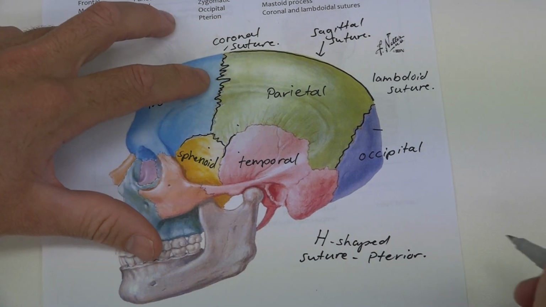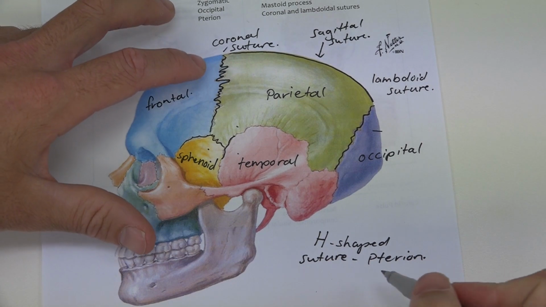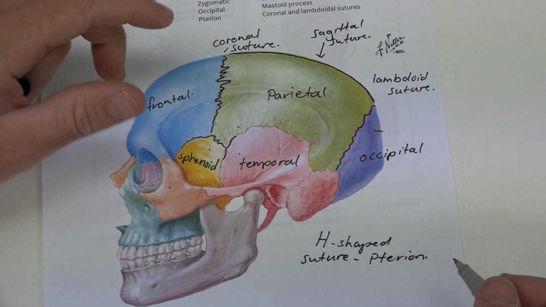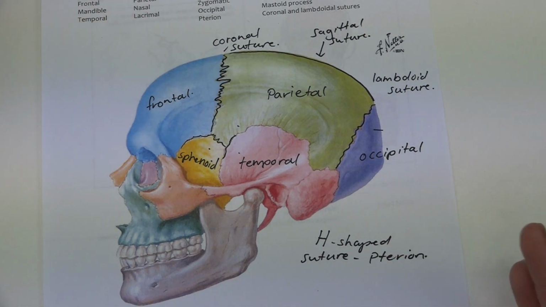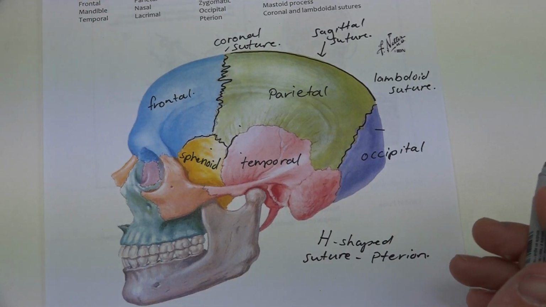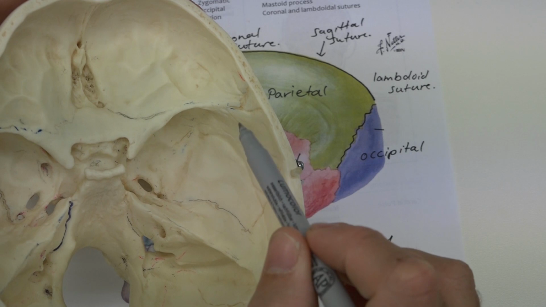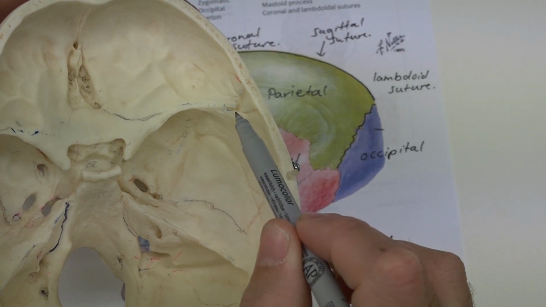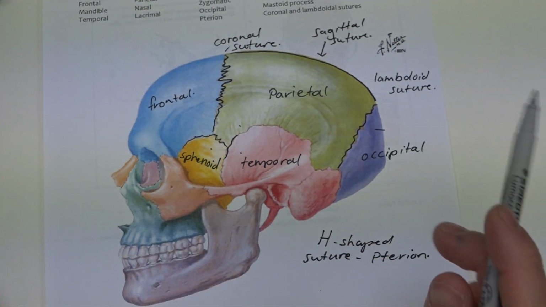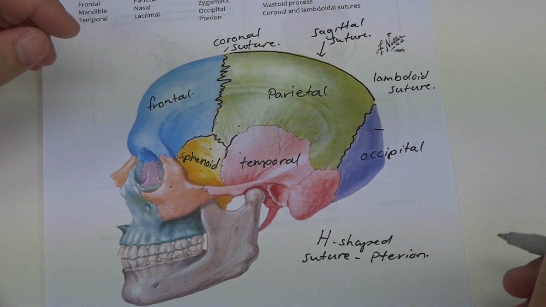Now the word pterion, P-T-E-R-I-O-N, comes from a word which means wing. So if you've heard of pterodactyl before, that's a winged dinosaur. So pterion is the wing. And we said before that on the inside here, we've got the wing of the sphenoid, and you can see just up here where that joins on the inside relates to the part on the outside. So the pterion is the junction between the sphenoid wing and then the other bones.